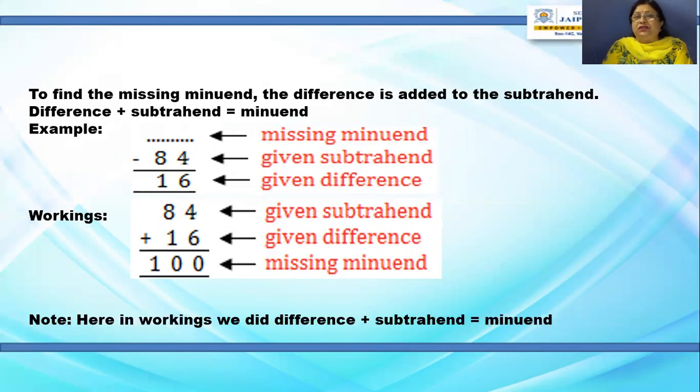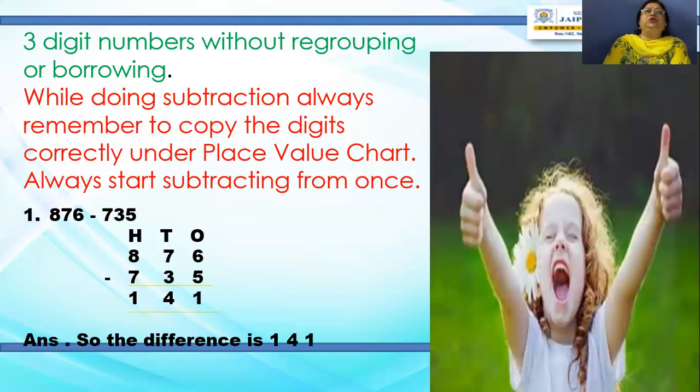16 is the answer, so you can check your answer also. Now we are going to do 3-digit numbers without regrouping or without borrowing. While doing the subtraction, always remember to copy the digit correctly under the place value chart.